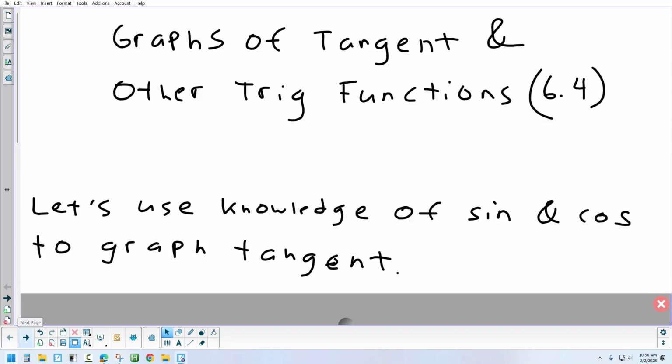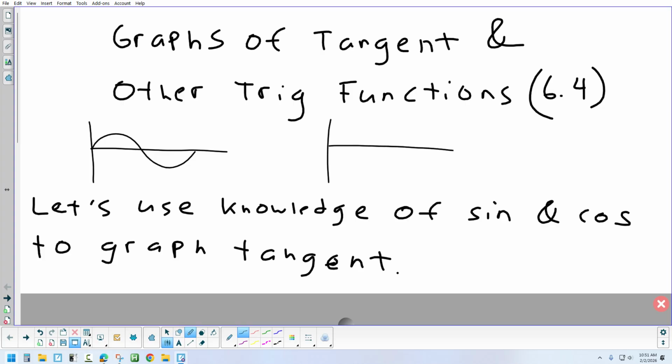So in order to graph the other trig functions, first we have to remember what we did with sine and cosine. We had two graphs, sine and cosine, and generally when we sketch them, we just sketch one. What do we call the thing that we sketch? One cycle of the graph, or one period. Which one of these is sine and which one is cosine? Sine is the one on the left, cosine is the one on the right.